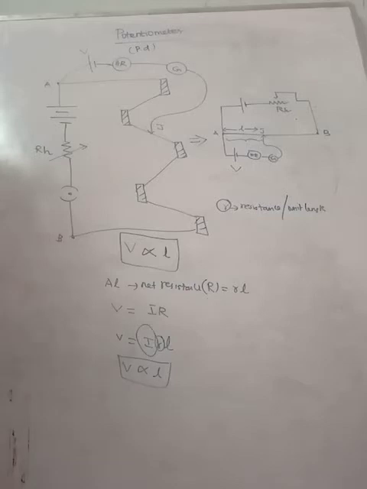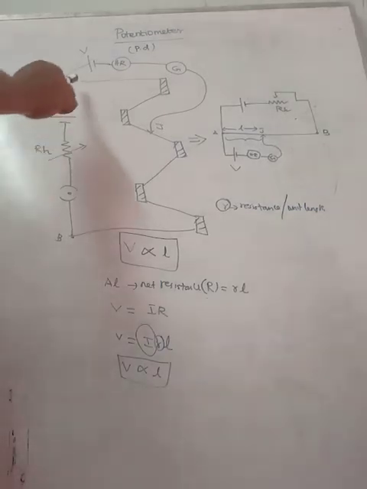Understood? V is directly proportional to the balancing length L. So this is the principle of the potentiometer. That means the potential difference across the conductor is directly proportional to the balancing length. But here one consideration is there.